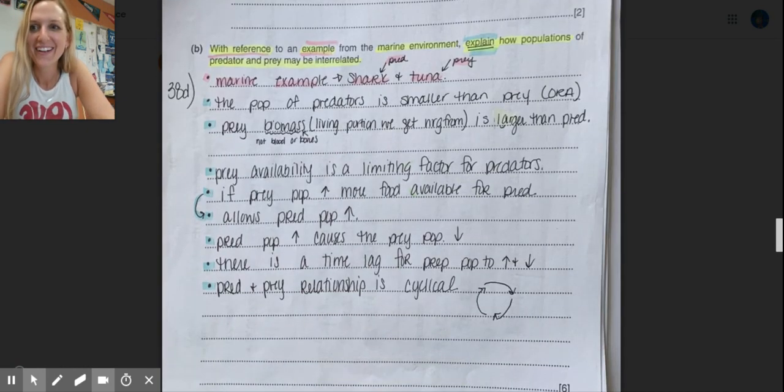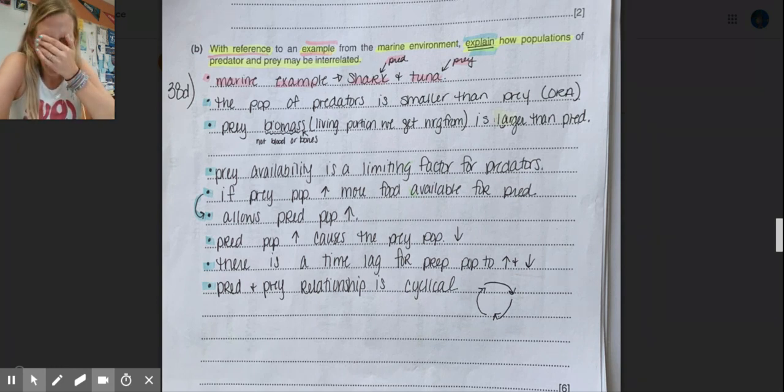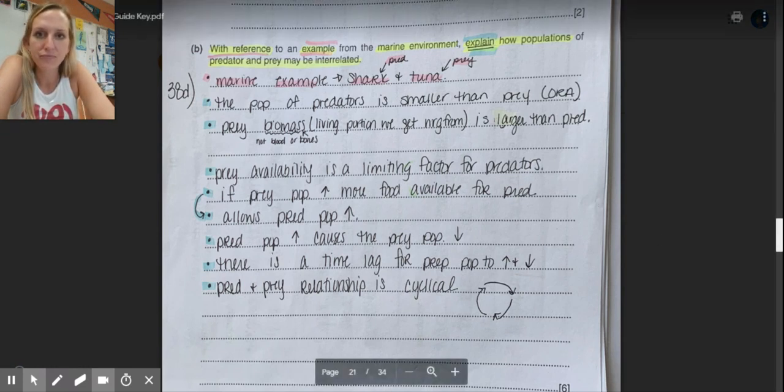Cool. With reference to an example from the marine environment, explain how populations of predator and prey are interrelated. This literally is straight from your topic support guide. All right. So you need your example.